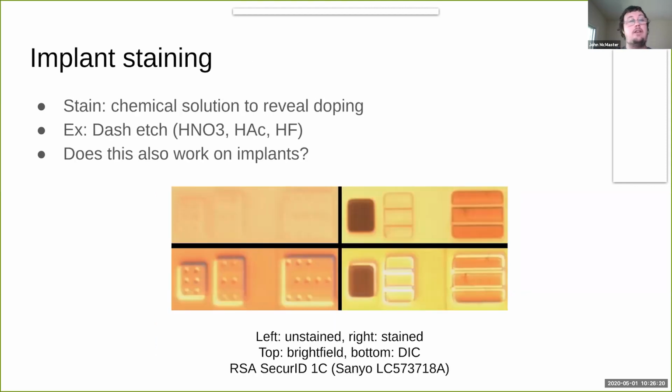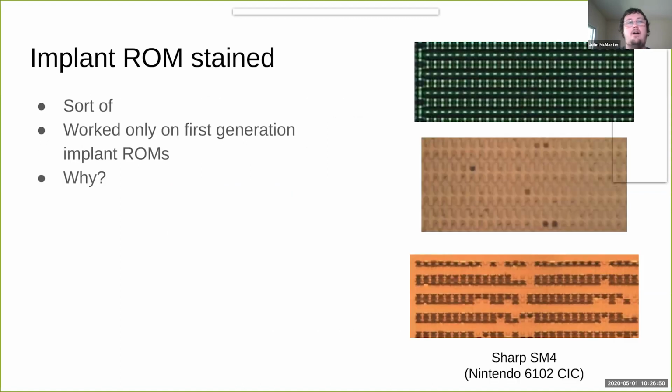The technique you will see the most to do this is something called staining. The basic idea is that you take a solution that does some sort of chemical process and shows the chip differently depending on the doping levels involved. In that image below, on the left you see the source image, which had no staining. On the right, we've applied this special chemical solution that shows some bits. That can really help, so maybe we could use this on implants because they're basically a type of doping. Except there's a problem. It kind of works, but not very well. I would say it only really works well on first generation implant ROMs.